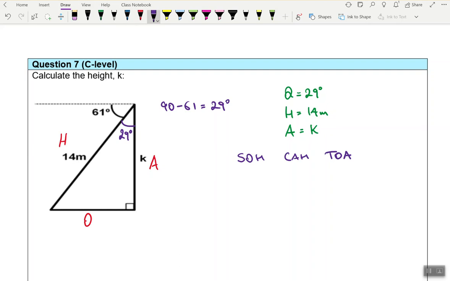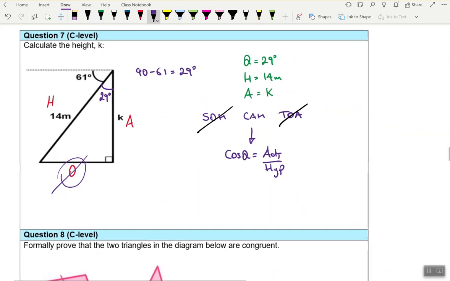I have nothing to do with the opposite side. It's not asking me for it, nor am I looking for it. I've not been given a value for it. So anything that has O, or the opposite side, I can't use. And that leaves me with cos, and I've got cos theta is equal to adjacent over hypotenuse.